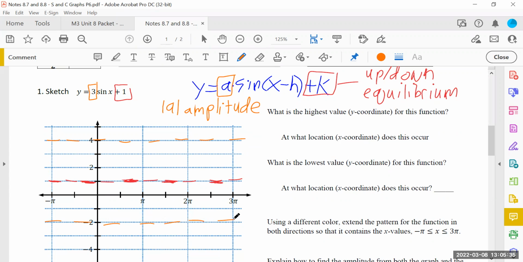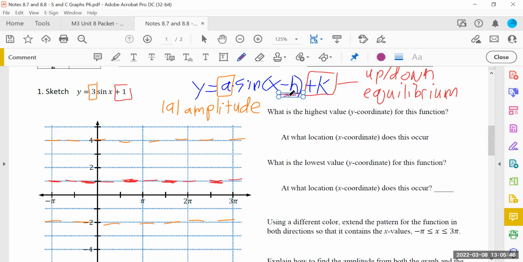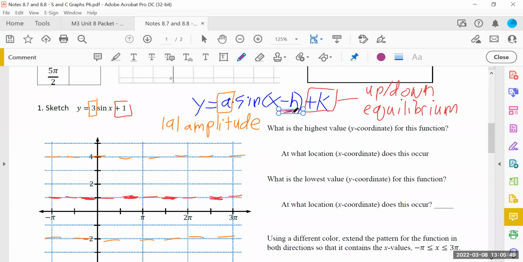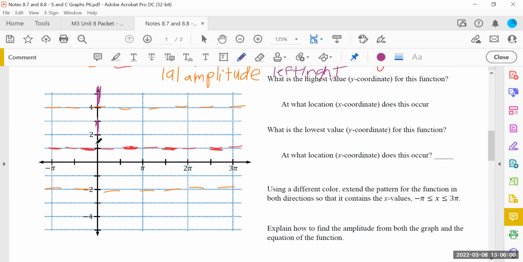Now, we would normally check to see if we shifted left or right at all. But since there's nothing inside here, the h value, which should be our shifting left or right, in this case there isn't one. So we're going to start at 0 and we're going to end at 2 pi. That's going to be 1 time around the circle.